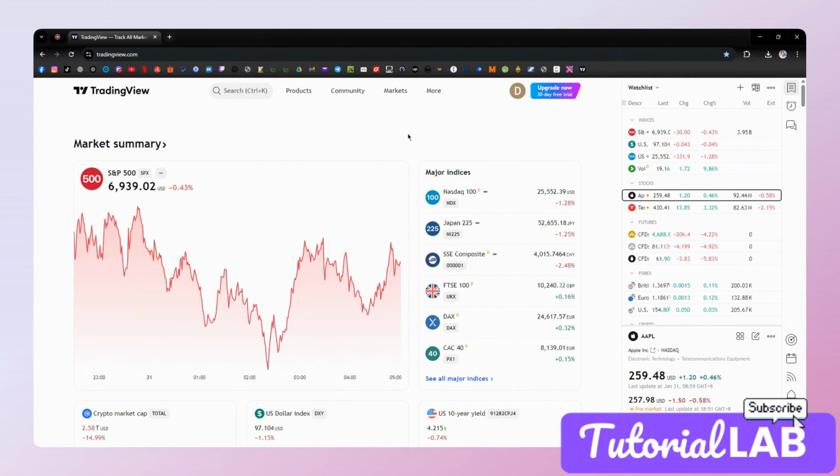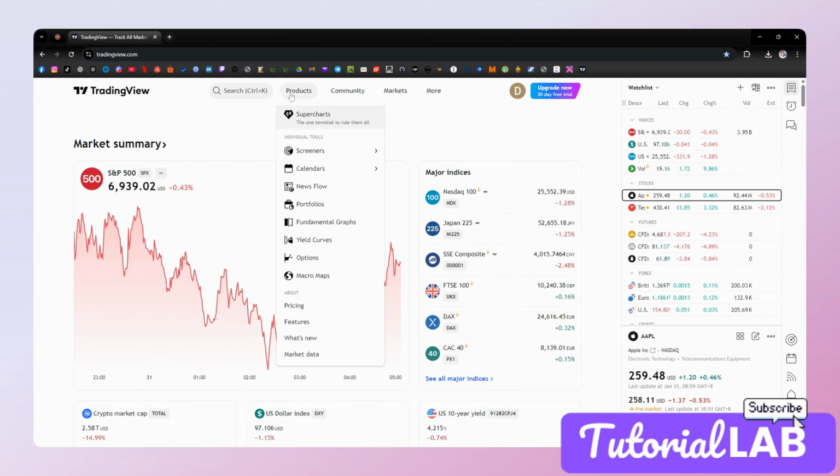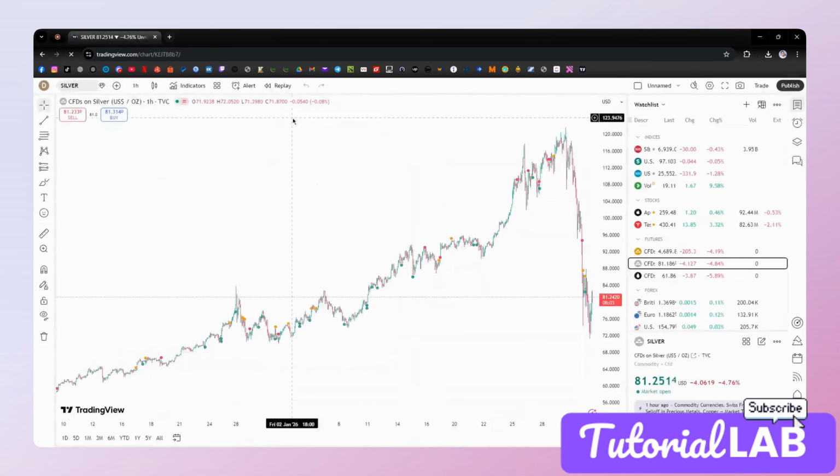After logging in, you'll see at the top of the page the products. Click the products, and when the list appears, you'll see this Supercharts. Below the products, click this Supercharts. The Supercharts will show us all the market graphs, including gains and losses.